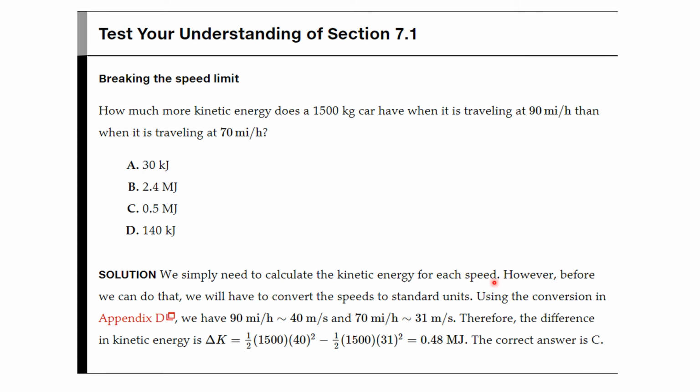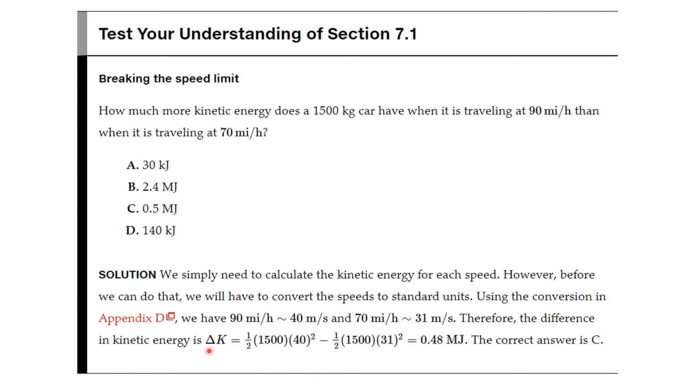All right, you need to calculate the kinetic energy for each speed, and these were in kilojoules in A and D, and megajoules in B and C. But we have kilograms here, which is fine, but we have to change 90 miles per hour and 70 miles per hour into meters per second to get them into these units. So 90 miles per hour is changed into 40 meters per second, and 70 miles per hour is changed into approximately 30 meters per second.